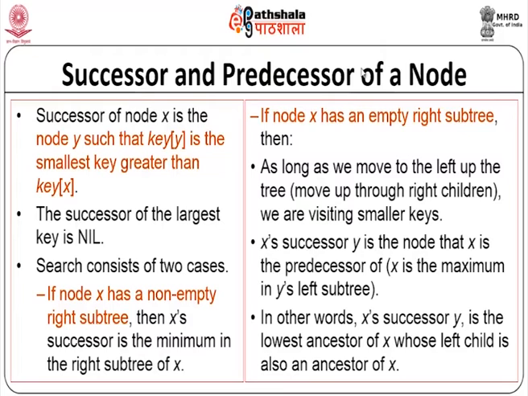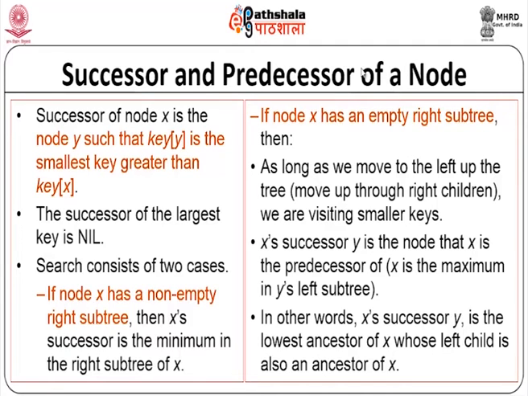On the other hand, if x has an empty right subtree, then you have to move up the tree. In other words, x's successor y is the lowest ancestor of x whose left child is also an ancestor of x. So if the node has an empty right subtree, you move up the tree, going through the right children, and we are visiting smaller keys as we go up.